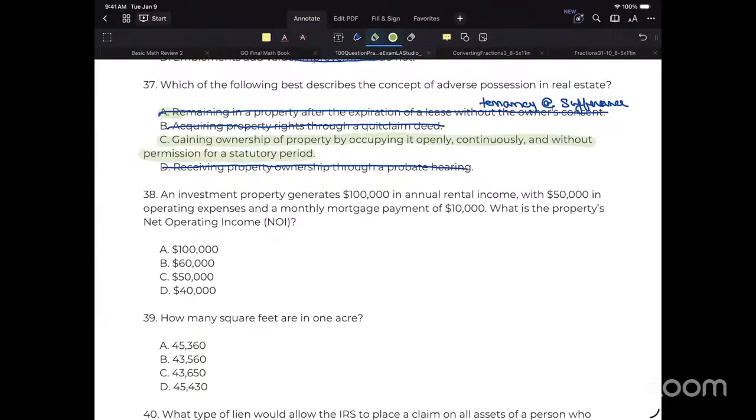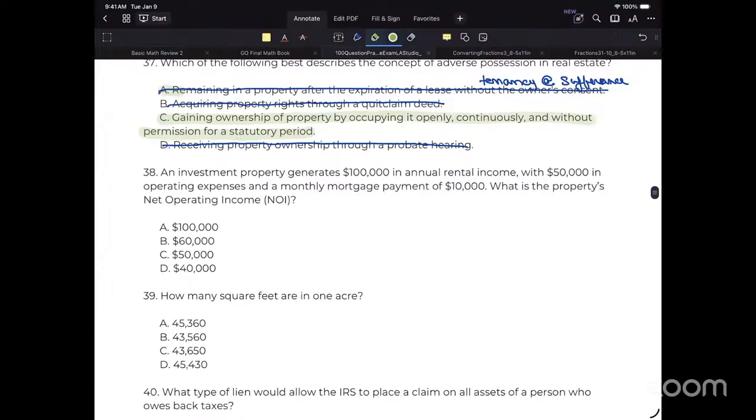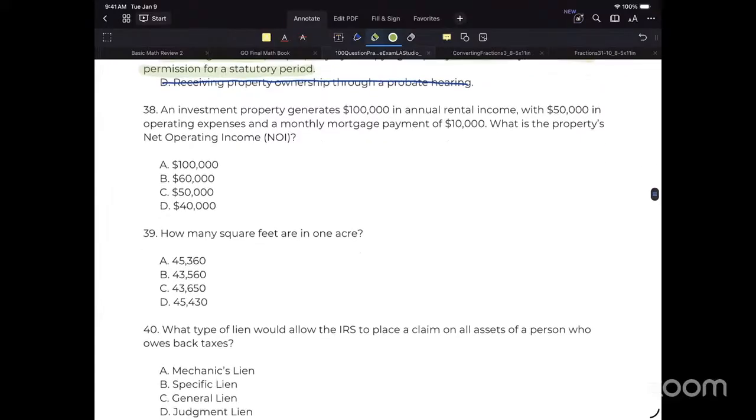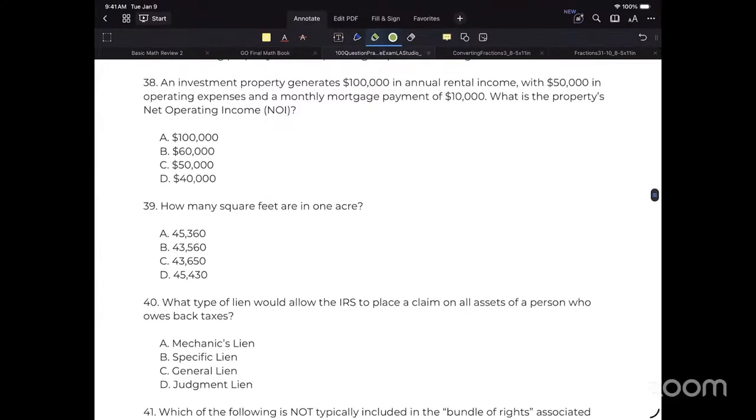Uh-oh, we got math. Okay. But 39 doesn't count as math. Let's just skip to 39 because now I've seen it and now I can't help myself. 39 does not count as math, and I know we're all going to get it right. How many square feet are in 1 acre?